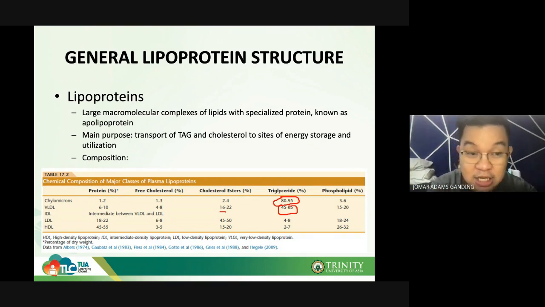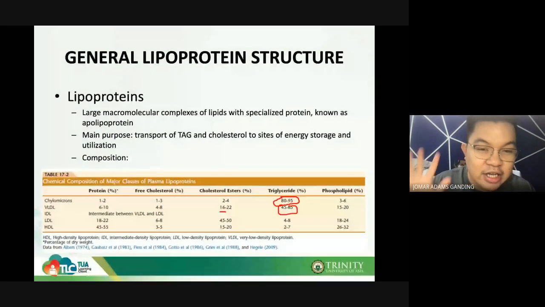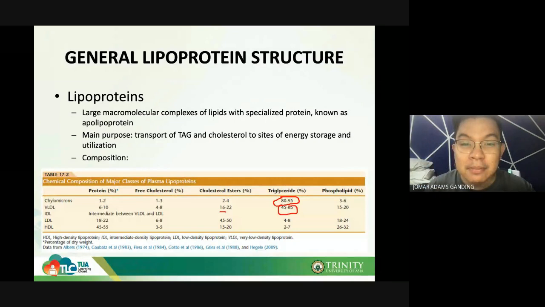Because as you can see in this particular table, all of them really carry a little bit of everything. They carry a little bit of choline, a little bit of phospholipid on the side, a little bit of cholesterol ester on the side. But the point is, what we are trying to identify here are the main lipid that they are carrying. Can I see a raise of hand if we're clear?